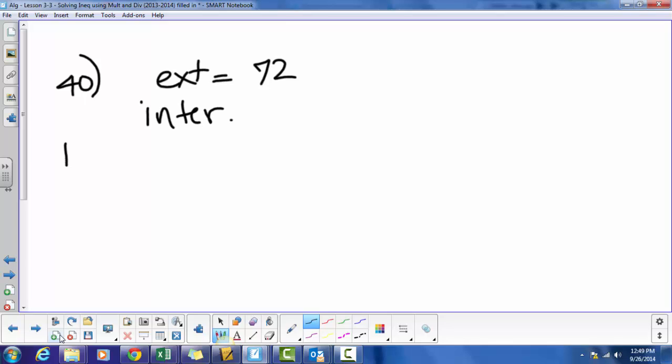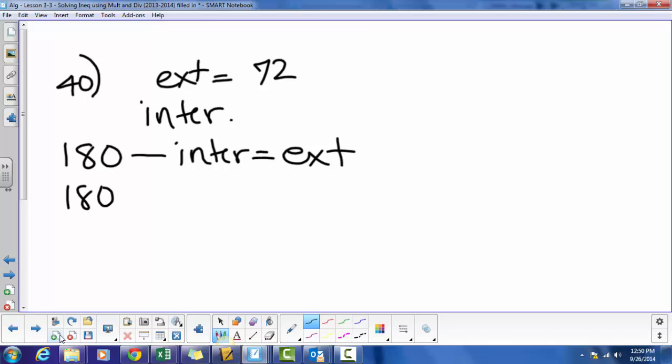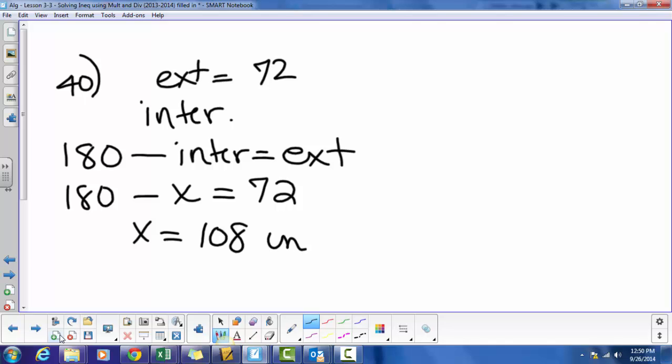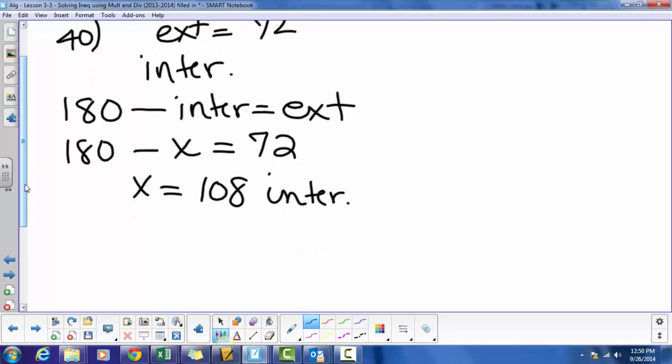Okay? Well, I know that 180 minus the interior angle equals the exterior. So 180 minus x, we'll just let x be the interior, equals 72. So the value of x is 108. Okay? So this is the measure of the interior angle. That's the first part. The second part says, how many sides does it have?